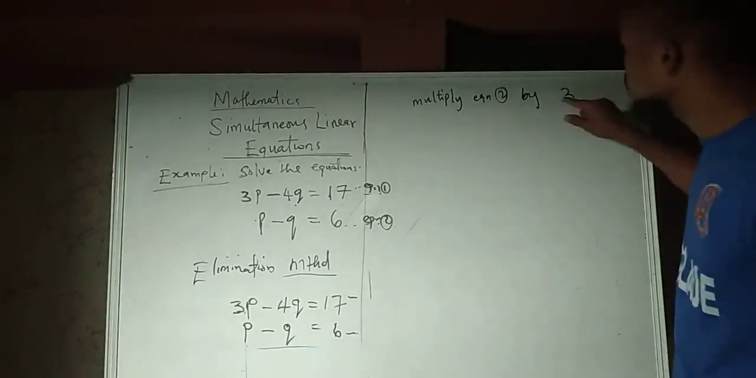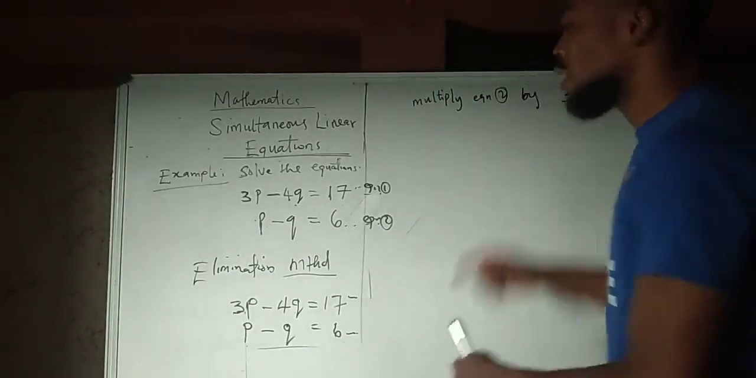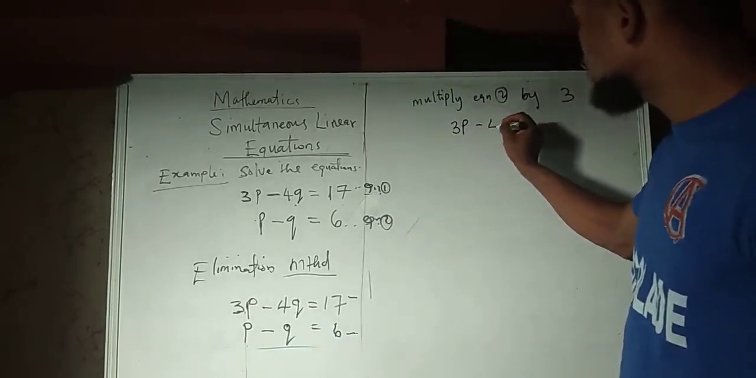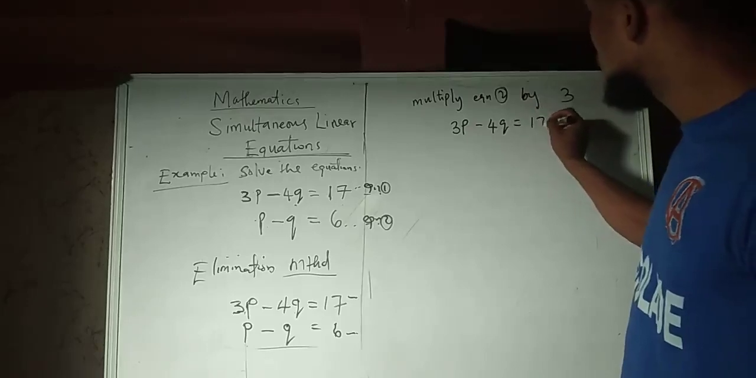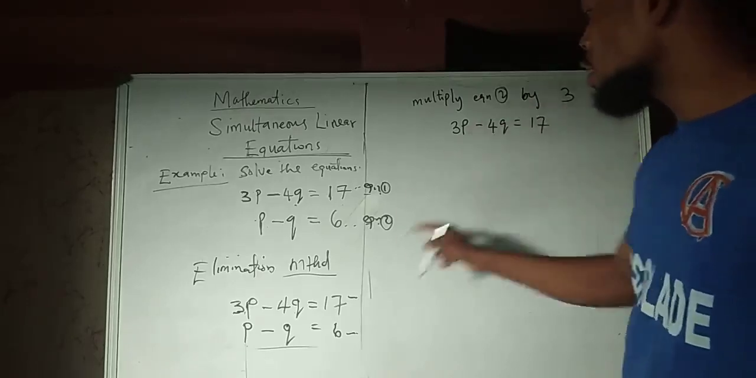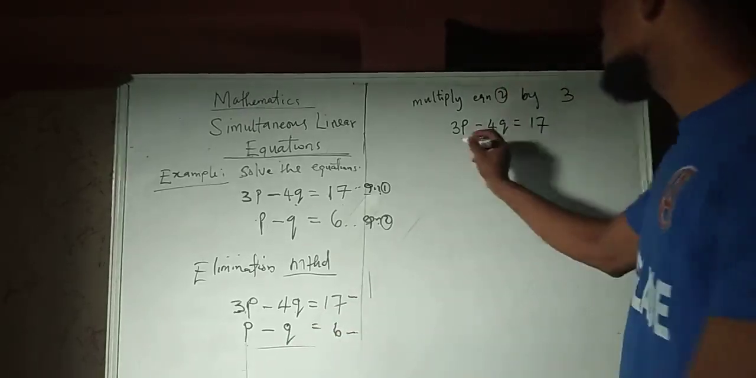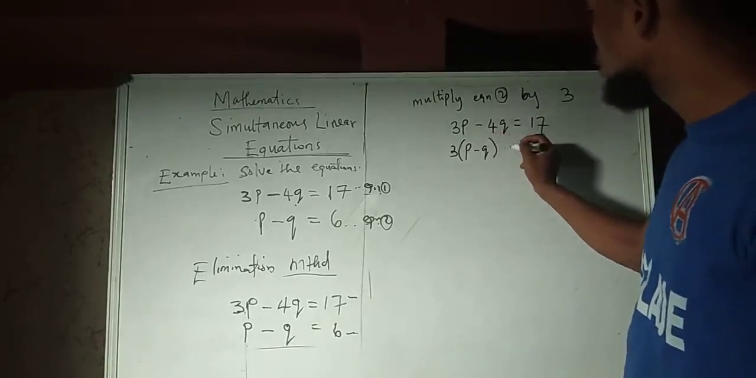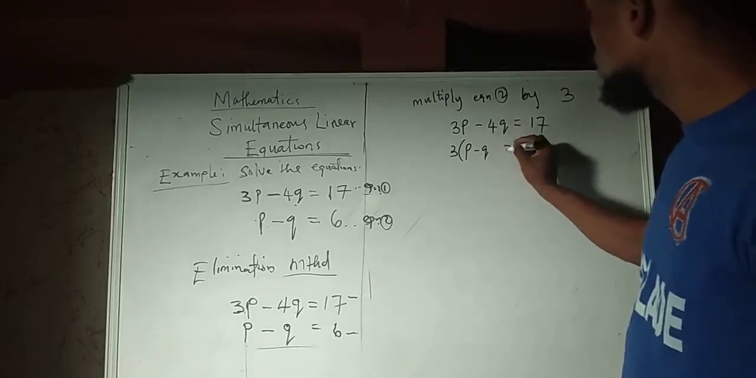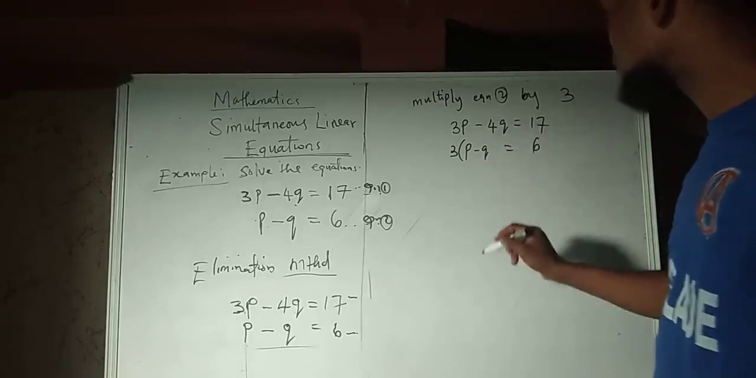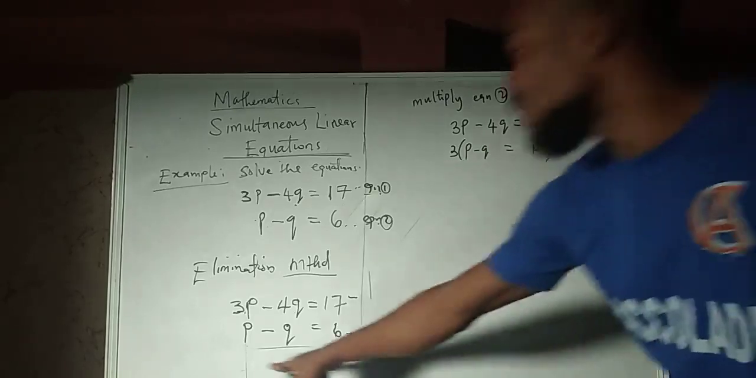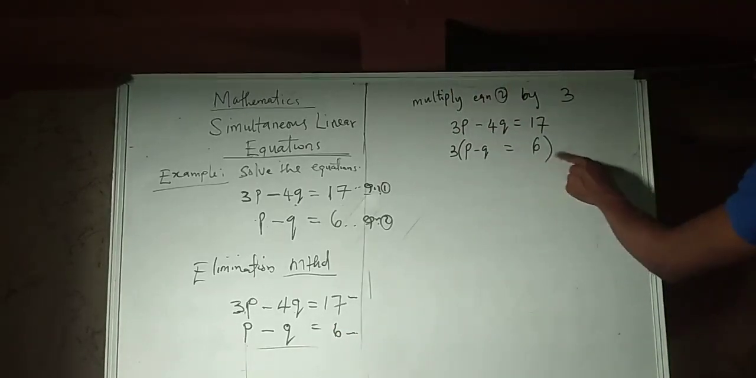So that's why I'm multiplying equation 2 by 3. So that will now become 3p minus 4q equals 17. Then, since I'm using 3 to multiply this one now, I'm going to have 3 into p minus q equals 6. Alright, I'm using 3 to multiply everything here, right? That's p minus q equals 6.